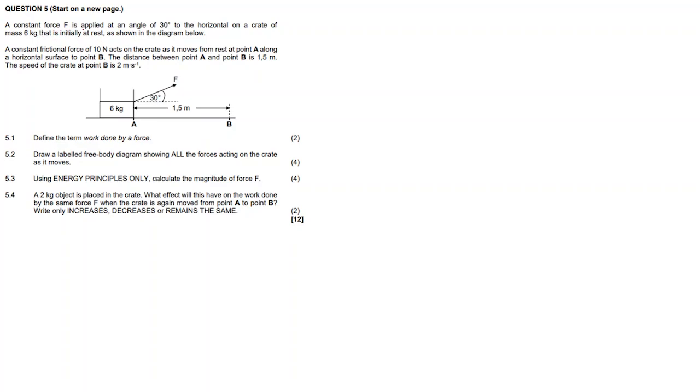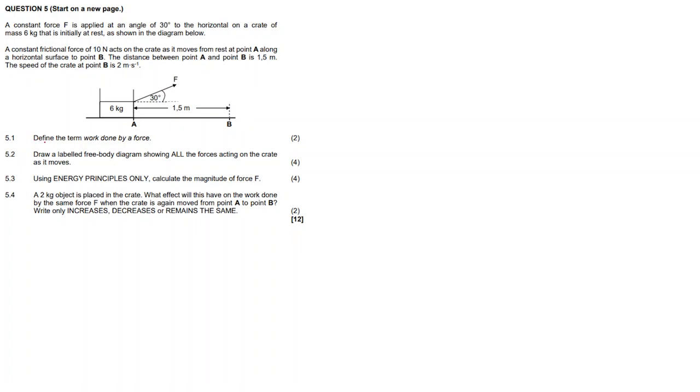A constant force F is applied at an angle of 30 degrees to the horizontal on a crate of mass 6 kg that is initially at rest, as shown in the diagram below. A constant frictional force of 10 newtons acts on the crate as it moves from rest at point A along a horizontal surface to point B. The distance between point A and point B is 1.5 meters. The speed of the crate at point B is 2 meters per second.